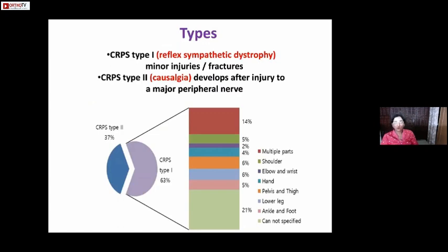There are mainly two types: CRPS type 1, which is called reflex sympathetic dystrophy, following minor injuries, fractures, or surgery. CRPS type 2 is causalgia, mainly after injury to a major peripheral nerve. CRPS 1 contributes to around 63% of the total CRPS, and this includes about 11% of upper limb injuries.